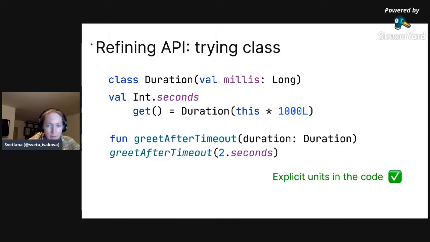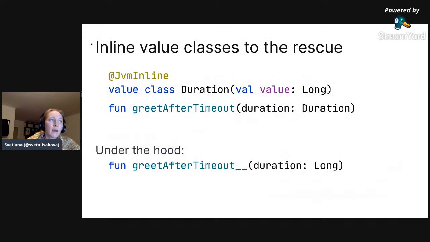It's no longer prone to errors to use this new greet after timeout function. Yeah, so we have explicit units in the code. Great. The only problem here is that an extra object is allocated to store the duration. So after getting type safety, we lost performance. And inline value classes solve it. They combine performance of primitive types and type safety of regular classes.